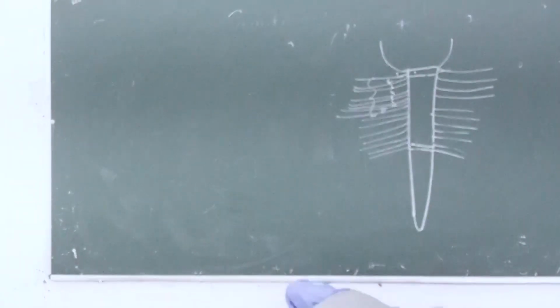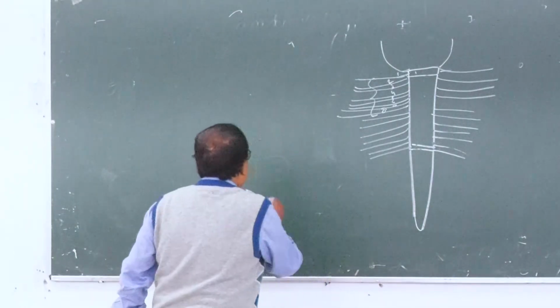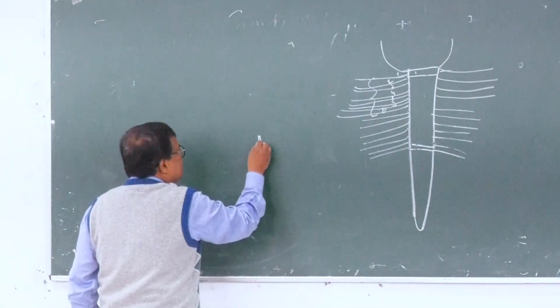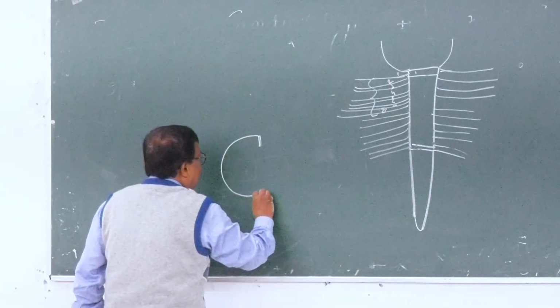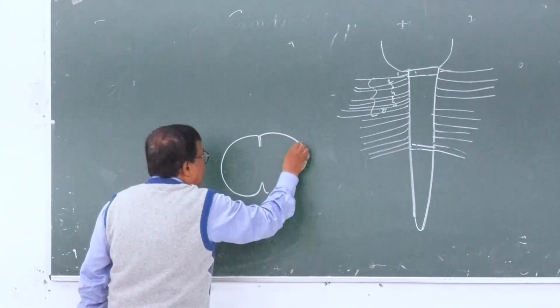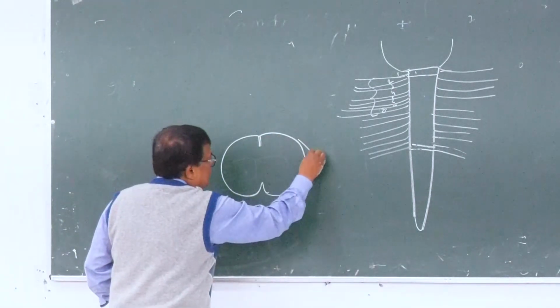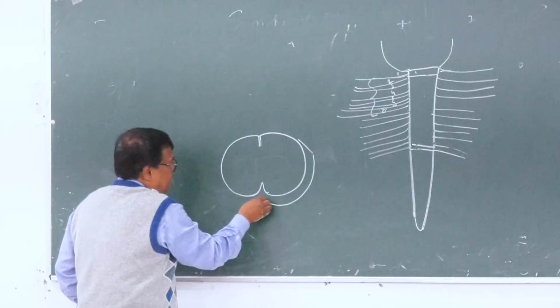If we see a spinal segment, and the transverse, this is a transverse section of a spinal segment.